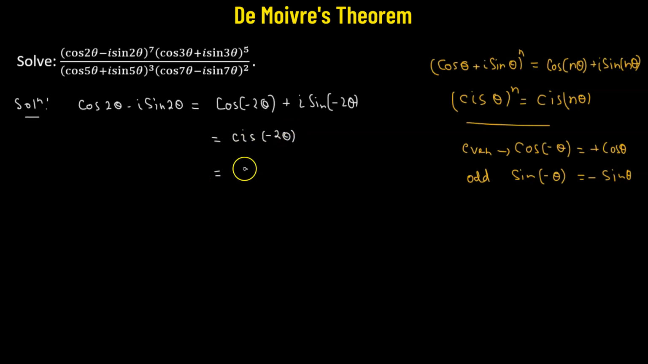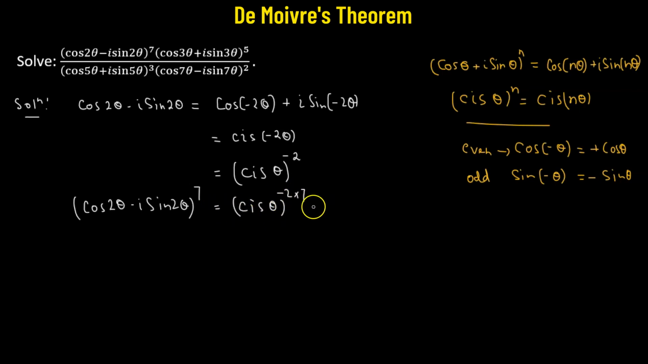And this can also be expressed as cis of theta whole raised to the power of negative 2. Now that we have cosine of 2 theta minus iota times sine 2 theta whole raised to the power of 7, that means we have cis theta whole raised to the power of negative 2 multiplied by 7, which is simply cis of theta raised to the power of negative 14. So let this be number 1.